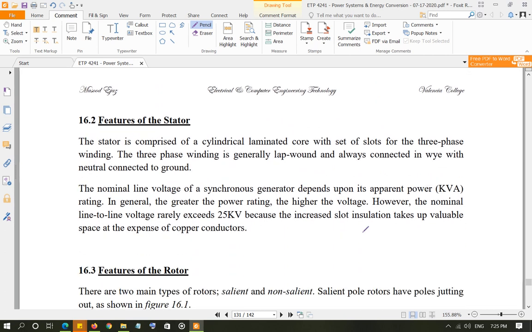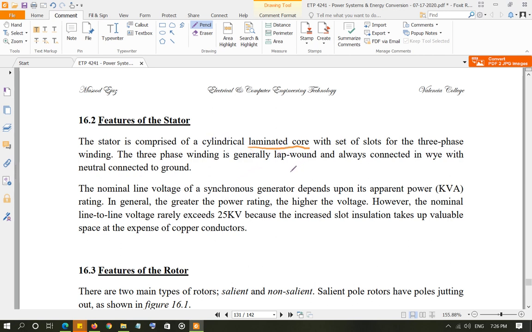Let's look at what are the features of the stator. Stator is where you have your armature winding where the voltage will be induced. So very simple, very basic. It is a cylindrical laminated core. Why laminated? Because we want to reduce the eddy current losses. That's why the core is laminated. So it's a cylindrical laminated core.